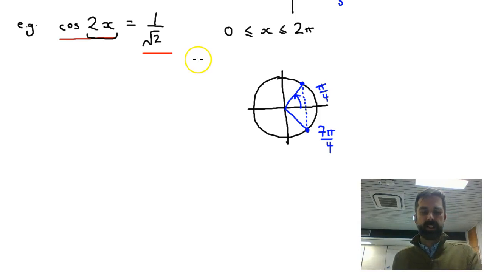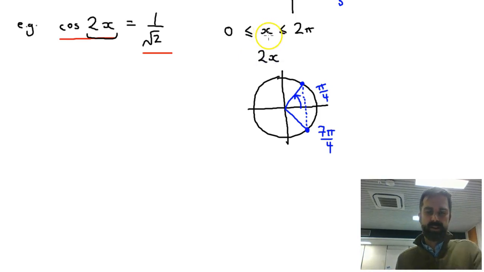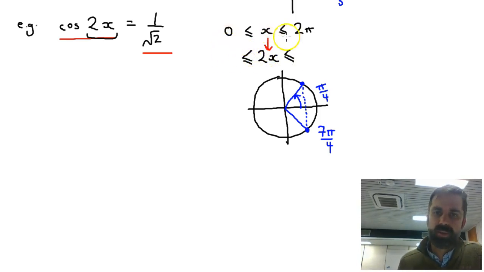Now, here's the tricky bit to get your head around. Because we're actually solving for x and not 2x, we need to think about the values that 2x could take. So up here we've got x. Underneath, I'm going to change that to 2x. Now, because it's a 2x, I've multiplied by 2. So I need to multiply the other two values by 2. So the 0 is just going to stay as 0. And the 2 pi is going to become 4 pi. So now the angles that we're talking about could be anywhere between 0 and 4 pi. 4 pi is actually 2 full laps of the unit circle. So now we have some more possible solutions.